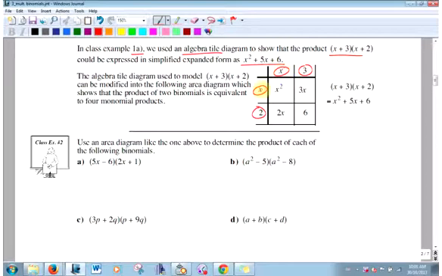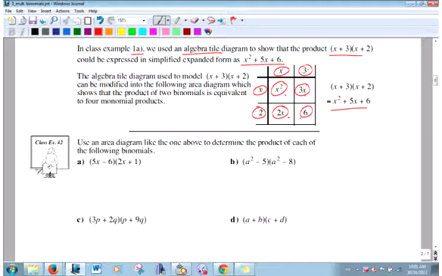What's x times x? What's 3 times x? X times 2, 2x. 3 times 2 is 6. Add them all up. X squared and 3x and 2x, that's 5x and 6. There's the answer. So it's a little quicker, isn't it?